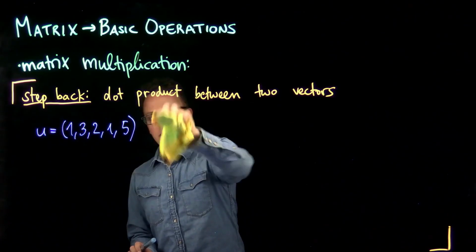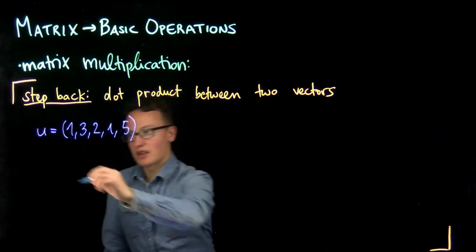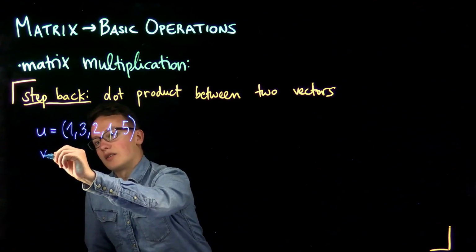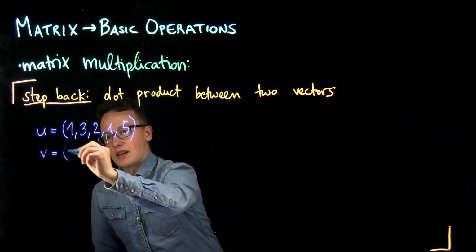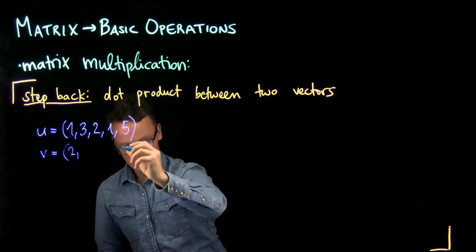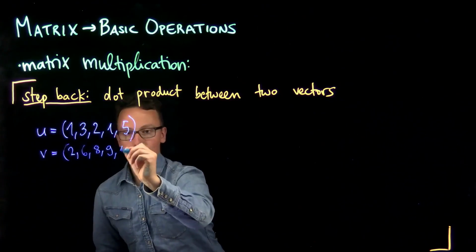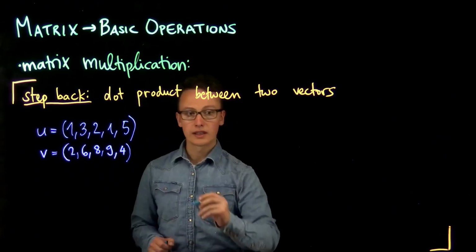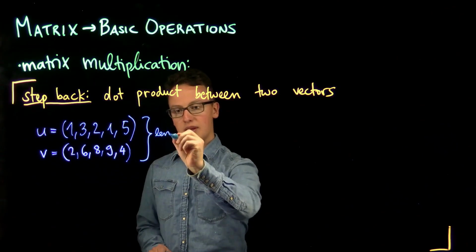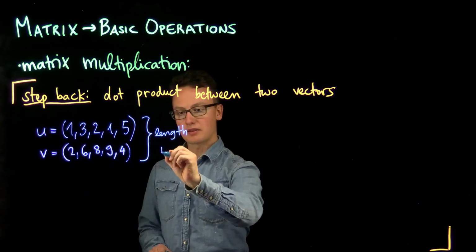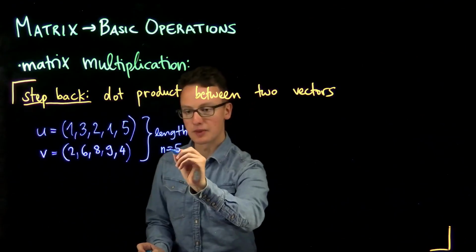So let's say this is our first vector, and because we want to do a dot product, we need another one. So let's say we have another vector which is v, and v is going to be the vector that contains the numbers, let's say 2, 6, 8, 9, and 4. Notice that both of these vectors are of the same length, and we can call this length n maybe. And so the length is 5 because each of them contains exactly 5 elements, 5 numbers.